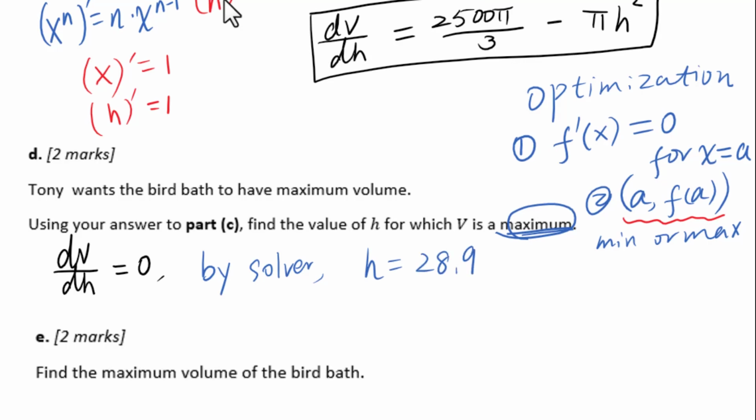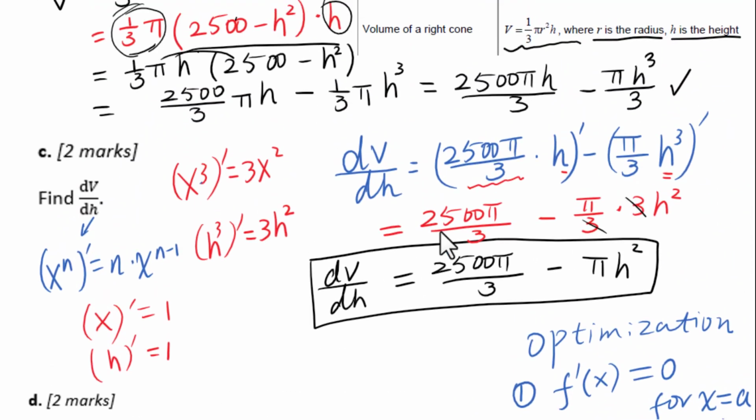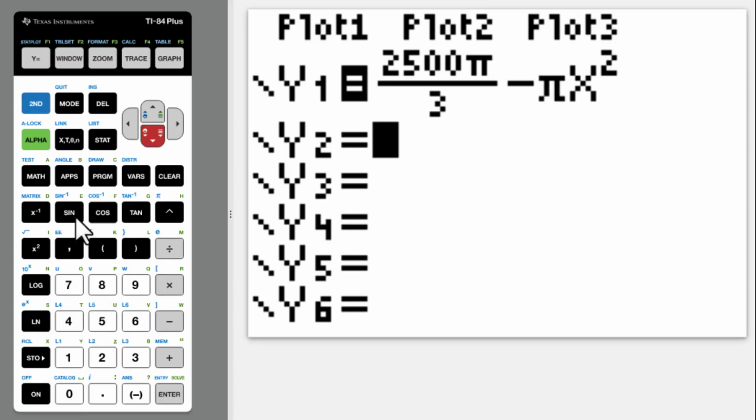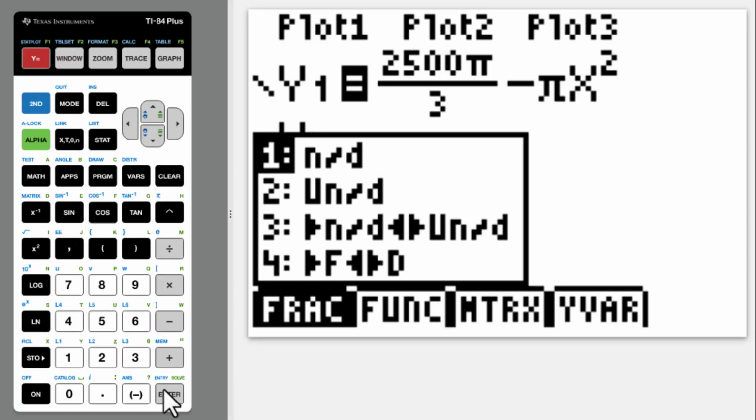28.9. Go to E, find the maximum volume of the bird bath. We are looking for V of 28.9 equals. Go to the expressions for volume. It's here. We will put this into Y2 to figure out V of 28.9.